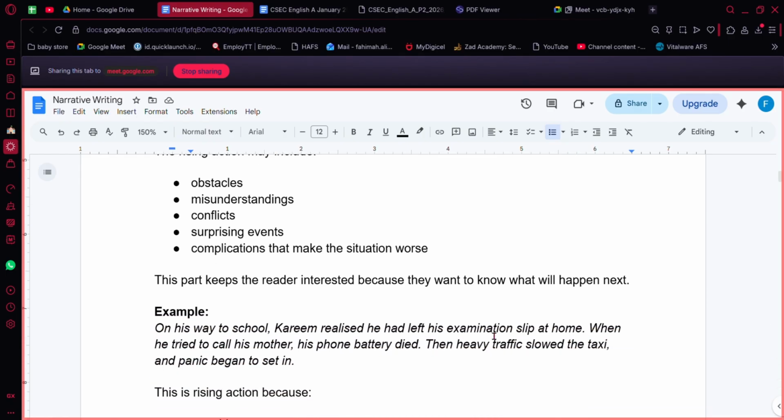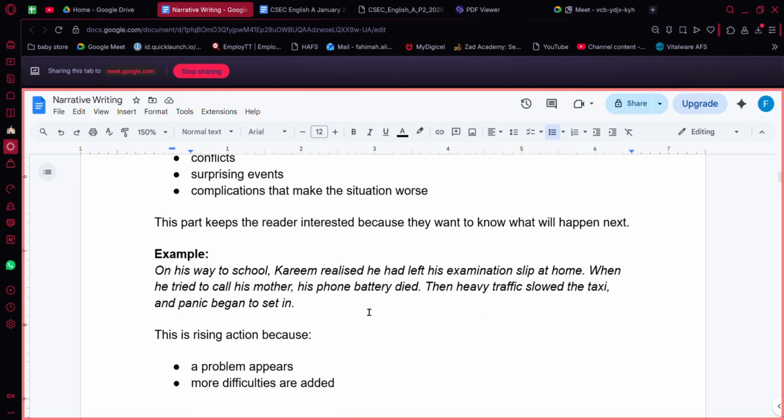is happening next. For example, on his way to school, Karim realized he had left his examination slip at home. When he tried to call his mother, his phone battery died. Then heavy traffic slowed the taxi and panic began to set in. So this is the rise in action in the story because here we see problems start to arise. First problem is that he left his exam slip at home. Second problem is his phone died. And the third problem is that there is traffic slowing the taxi, making him late.